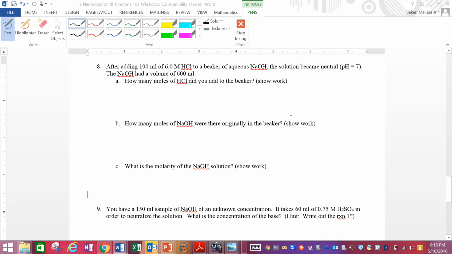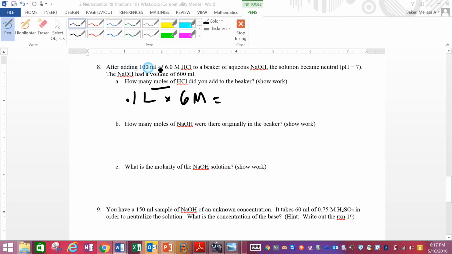Now, number 8 is a titration, but it breaks it into 3 parts. So if you've been struggling, like, what the heck is going on? This is a good one because it breaks it down. It says after you added 100 milliliters of 6 molar hydrochloric acid to a beaker of sodium hydroxide, it became neutral. You had 600 milliliters of the base. So first, how many moles of acid did you add to the beaker? Well, we had 0.1 liters of a 6 molar acid, so that means that we added 0.6 moles of HCl.